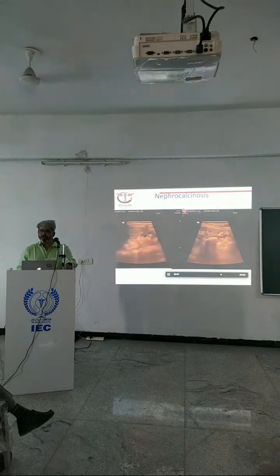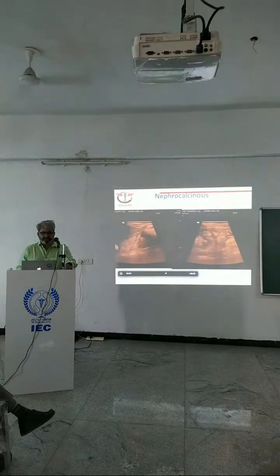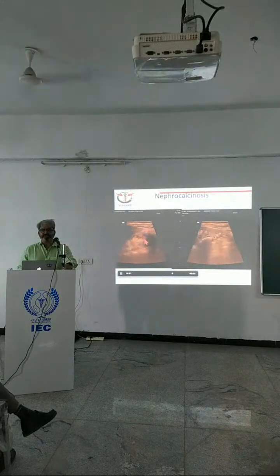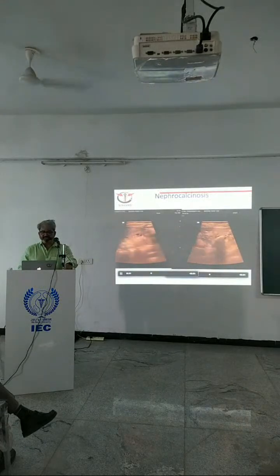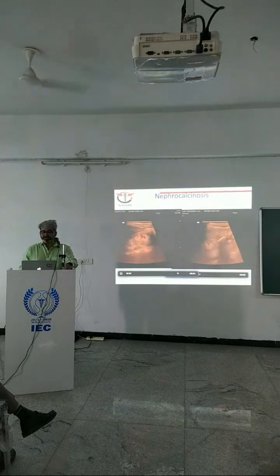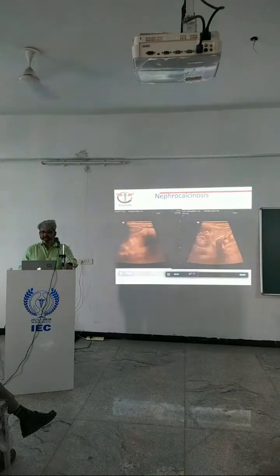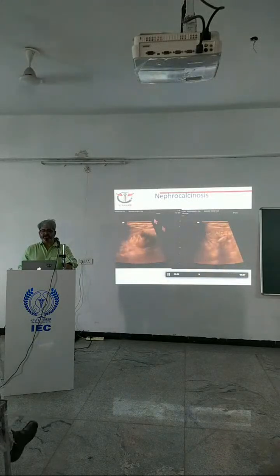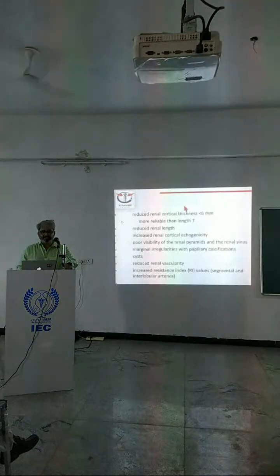Nephrocalcinosis is very common to occur. There you can see that the renal parenchyma is being replaced by hyperechoic enhancing areas on ultrasound with a few calcific densities which are seen on either side. In addition to that, I can see that there is a large renal calculus within the renal pelvis showing a strong echo over there. So nephrocalcinosis is a common entity in this.